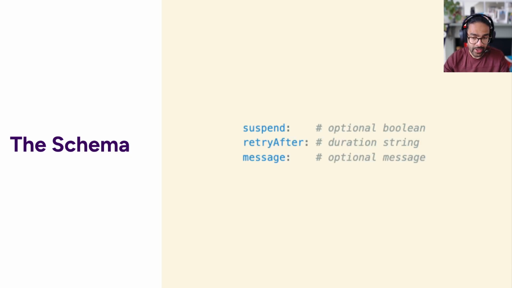What does that file look like? It looks something like this. It's a very simple file for now. We have only three fields. We have a suspend key, which is a boolean. We have retryAfter, which is a duration. And you have a message, which is an optional message for you to surface to your user about what's happening here: why this pipeline is suspended, or why we're retrying it later on.